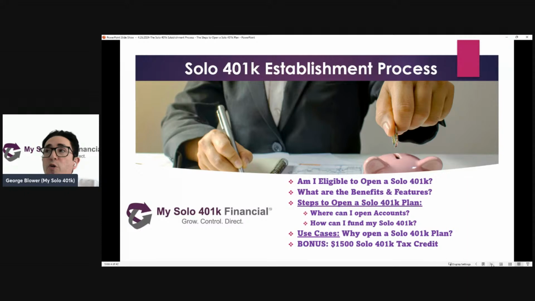So as far as the Solo 401k establishment process, we want to answer the following questions that are posted here, right? Am I eligible to open up a Solo 401k? What are the benefits and features of opening a Solo 401k with My Solo 401k Financial? What's the steps, right? What's the process? Where can I open up accounts? How can I fund my Solo 401k? And then to help paint the picture, we want to go through some common use cases of why clients do end up opening up a Solo 401k plan with us. And then we'll end up with some bonus content as far as the $1,500 Solo 401k tax credit.